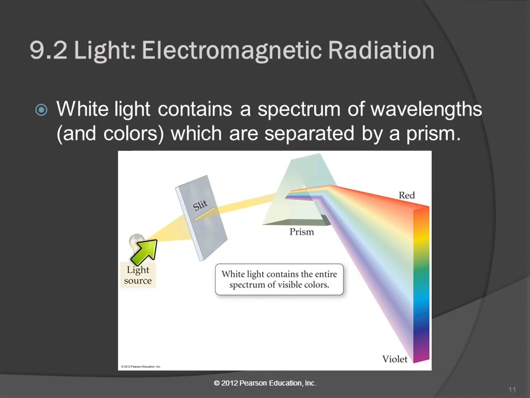If we take a light source, such as an incandescent light bulb or the sun, and have it go through a slit and into a prism, we see a rainbow is formed. The prism separates the light according to its wavelength. And the order of the colors is always the same. It's red, orange, yellow, green, blue, indigo, and violet.